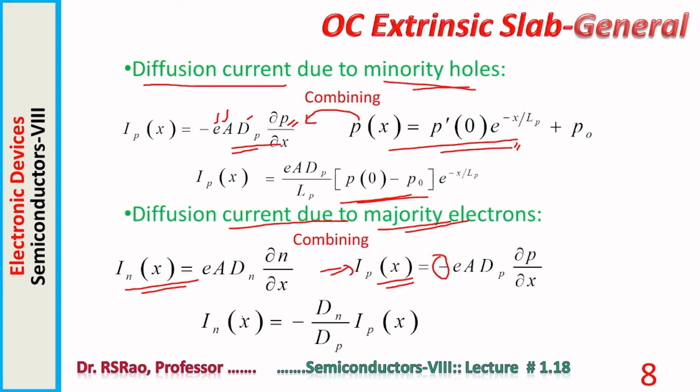Now consider the ratio In by Ip. From that, In of x can be found equal to minus Dn by Dp times Ip of x. Ip of x is known to us, Dn and Dp are available in mathematical tables. So In of x is known.